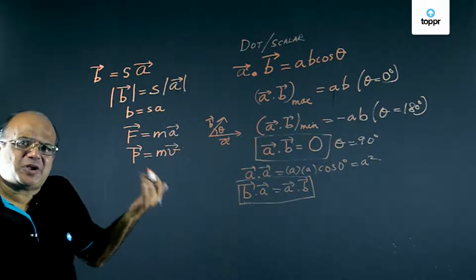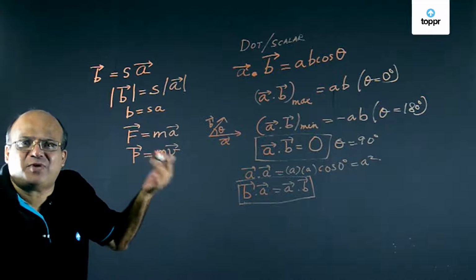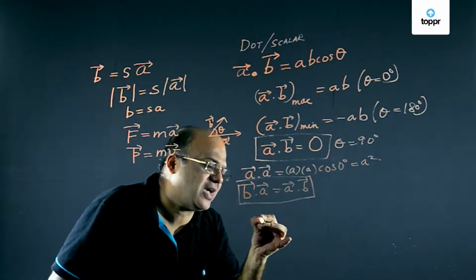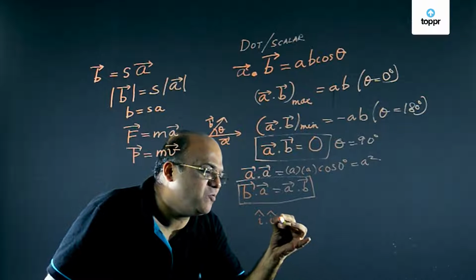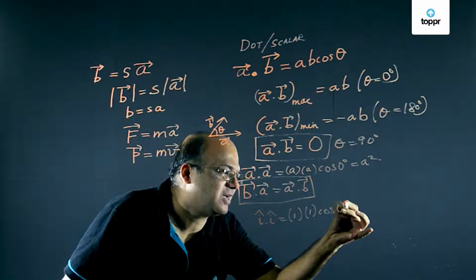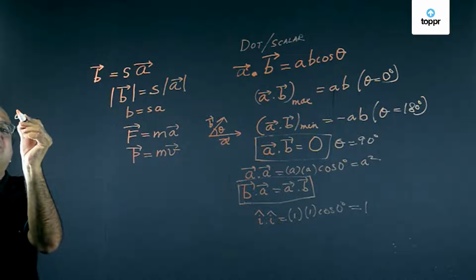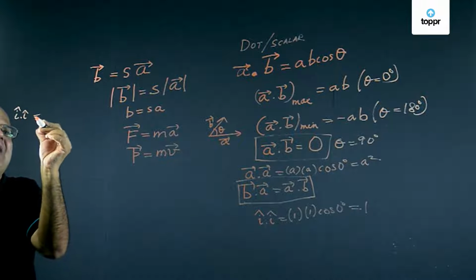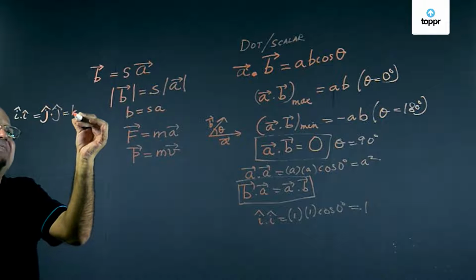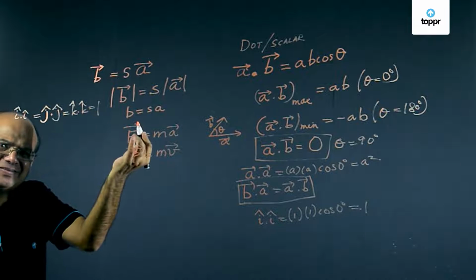What will be i cap dot i cap? Not i square. i cap has got a magnitude of 1, and therefore i cap dot i cap will be 1 into 1 into cos of 0. How much will you get? 1. Therefore, i cap dot i cap is the same as j cap dot j cap, is the same as k cap dot k cap, and all are equal to 1.